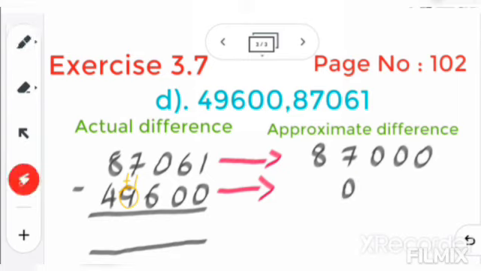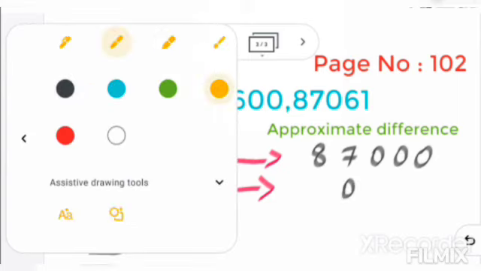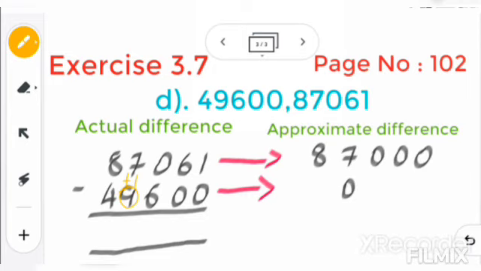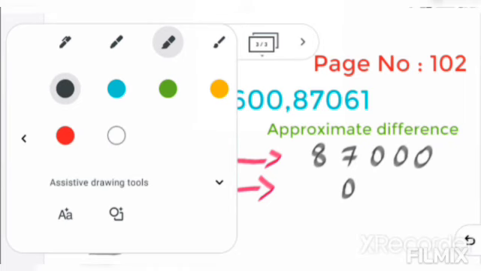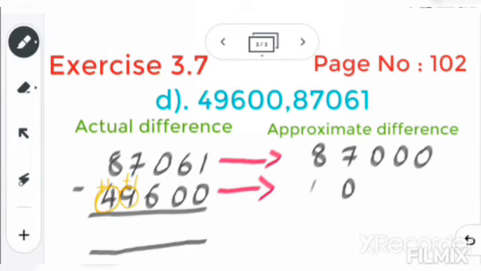Then the 1 you will carry to the next place. That 1 you will carry to the left side place, here to the 10,000s place. So if we carry here, already we have 4. So 4 plus 1, it will be now 5. So now that's why there is a change in the 10,000s place. Before there was no change in the 10,000s place.